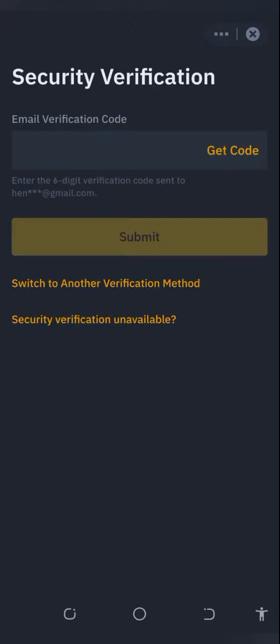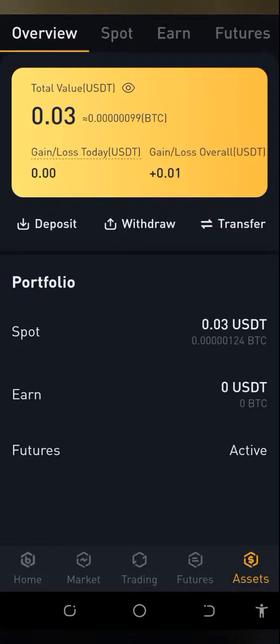Okay, I'll do my verifications and I'll see you on the other side. All right, I'm already in BuyTrue and it hasn't arrived yet. So let me just refresh. As you can see here, I've got 0.03 USDT. That's a really, really tiny amount of money. So let's see how this goes.